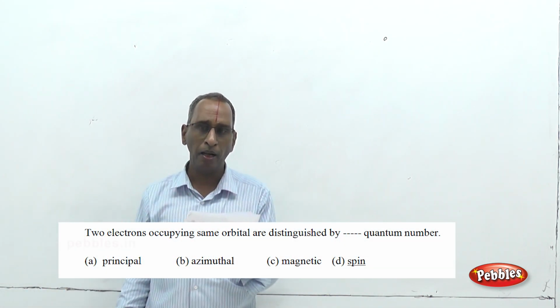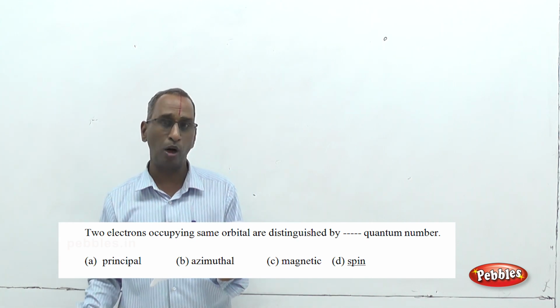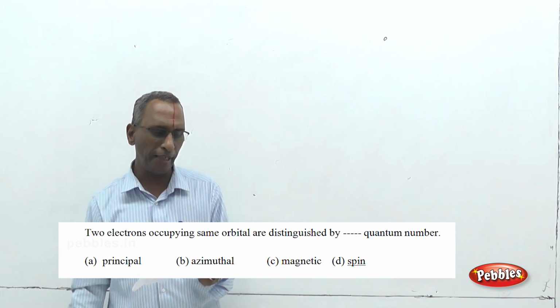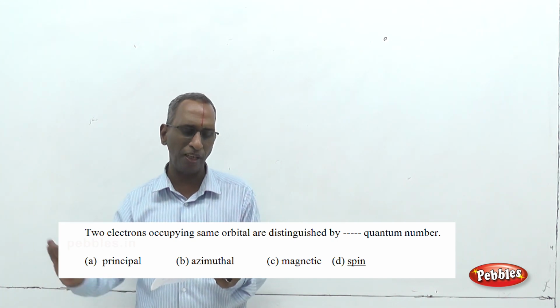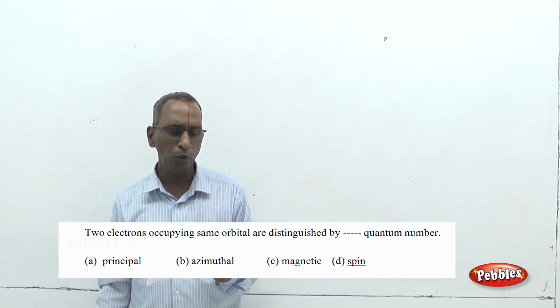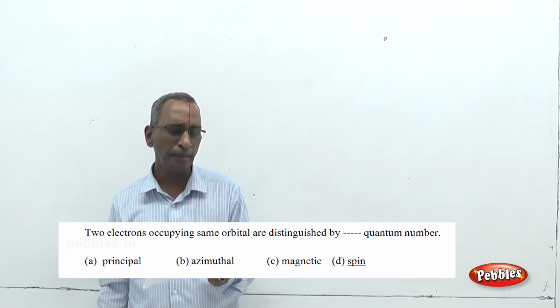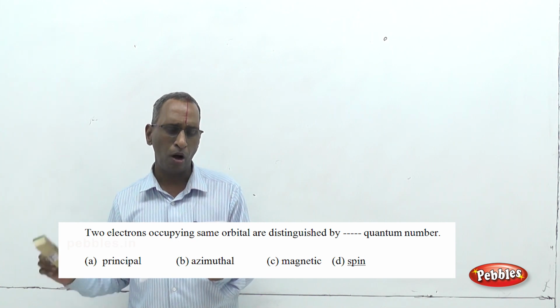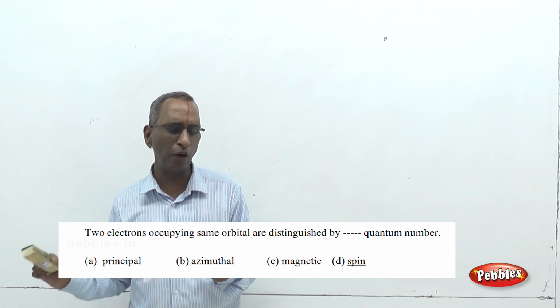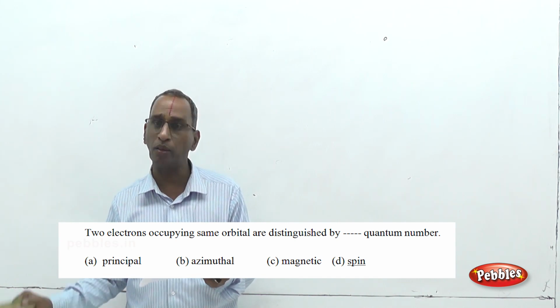Next question is a direct question somewhat based on what we have studied. Let me read it, then we will see. It is based only on the concept of quantum numbers. We have studied the 4 types of quantum numbers. The question reads: 2 electrons occupying the same orbital are distinguished by dash quantum number.